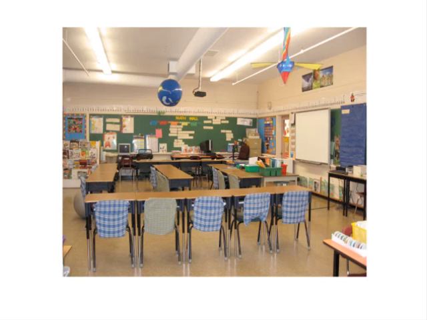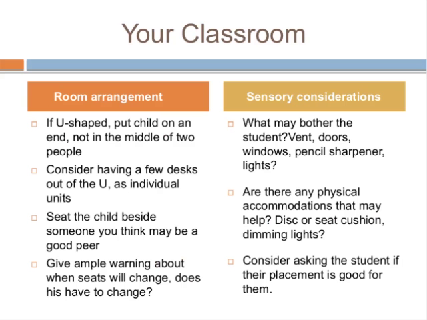Another example of a classroom, probably middle school or so, and these are arranged in long tables, pretty organized looking, but let's talk about room arrangement in particular. If you have a U-shaped room, I would put the child on an end and not in the middle of two people because I think it would be less distracting. I would possibly consider having a few desks out of the U, just as individual units, and not just the one for the kid on the spectrum, but maybe somebody else would do better in just an individual desk and not in part of the group.